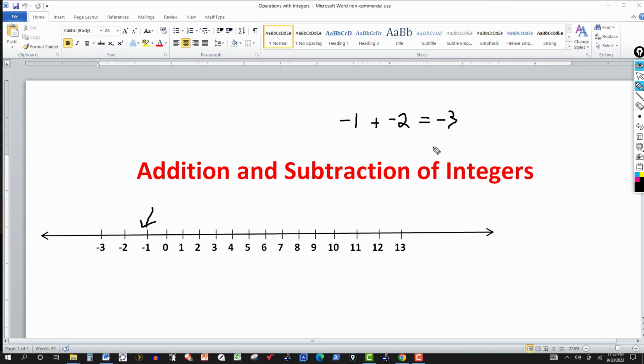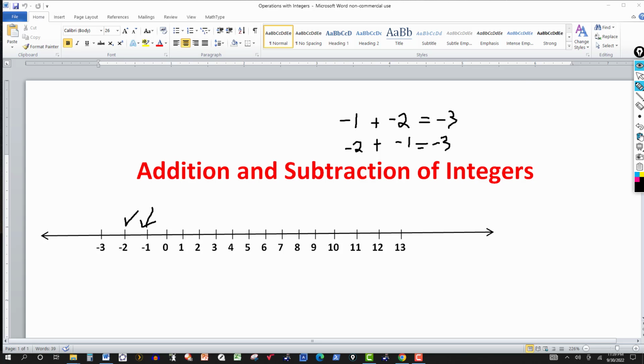So that's -3. Notice if I switch it around, I could do it this way. -2 plus -1. So this time I start at -2. That's right here. And I add 1 unit, a -1. So that means I move 1 unit to the left. So that lands at -3. So I get the same thing. So -1 add -2 is equal to -3. -2 add -1 equals -3. Same thing.